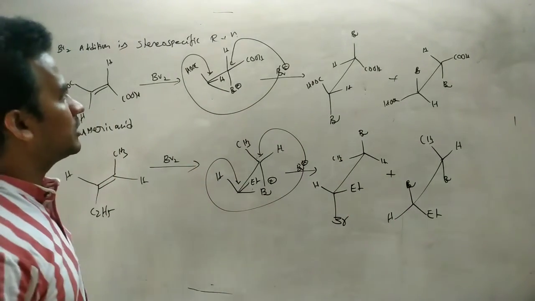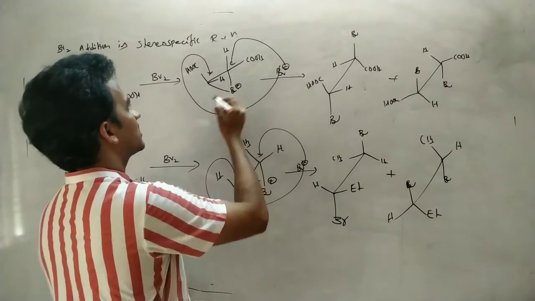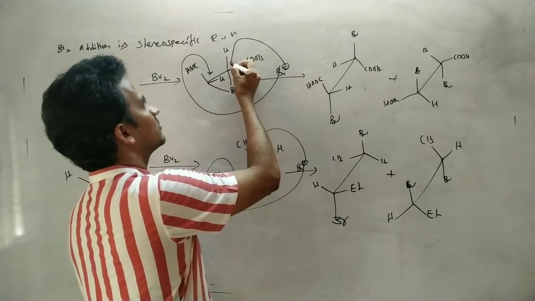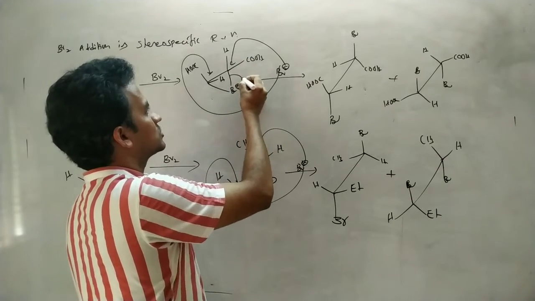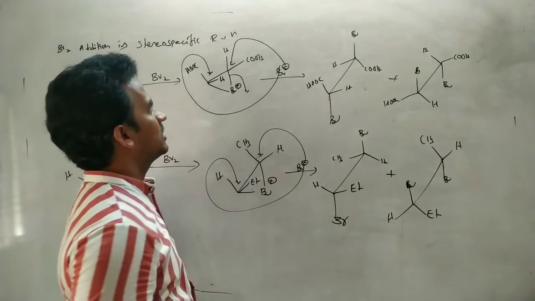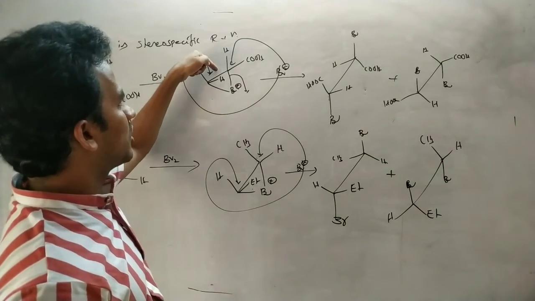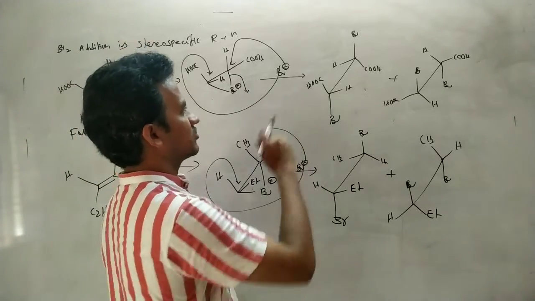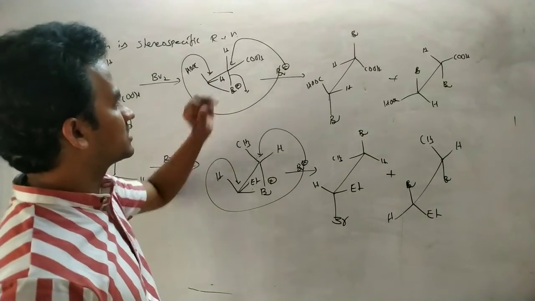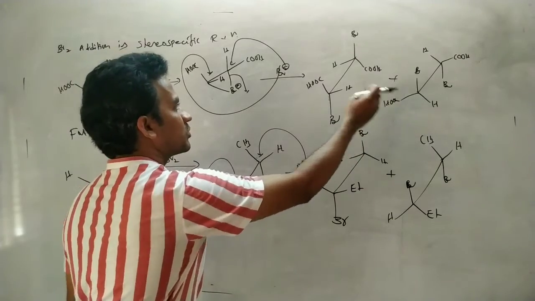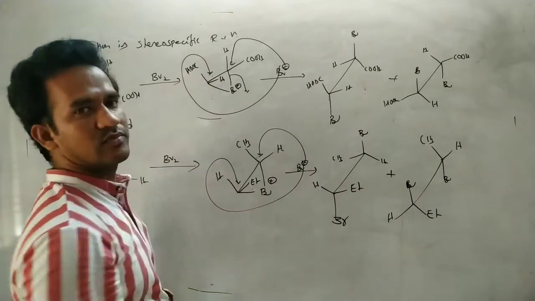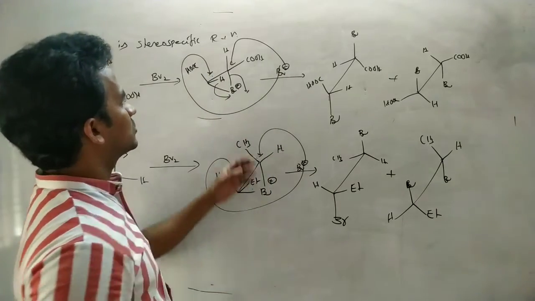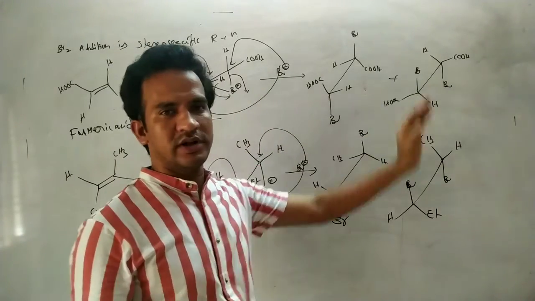First of all, a cyclic halonium ion forms, and the Br minus attacks either on this carbon or on this carbon. Suppose Br minus attacks on this carbon from the upward direction, then this bromine goes to the downward direction. Next, the hydrogen goes downward and this COOH also goes downward. So this is the isomer formed when Br minus attacks on this carbon. Now this is the product when Br minus attacks on the other carbon, breaking this bond, so this bromine is in the upward direction and this bromine in the downward direction.